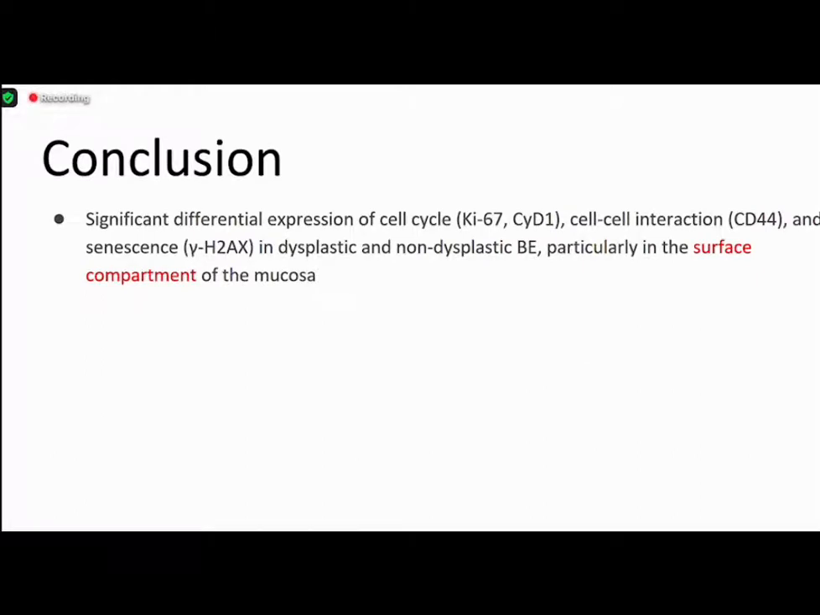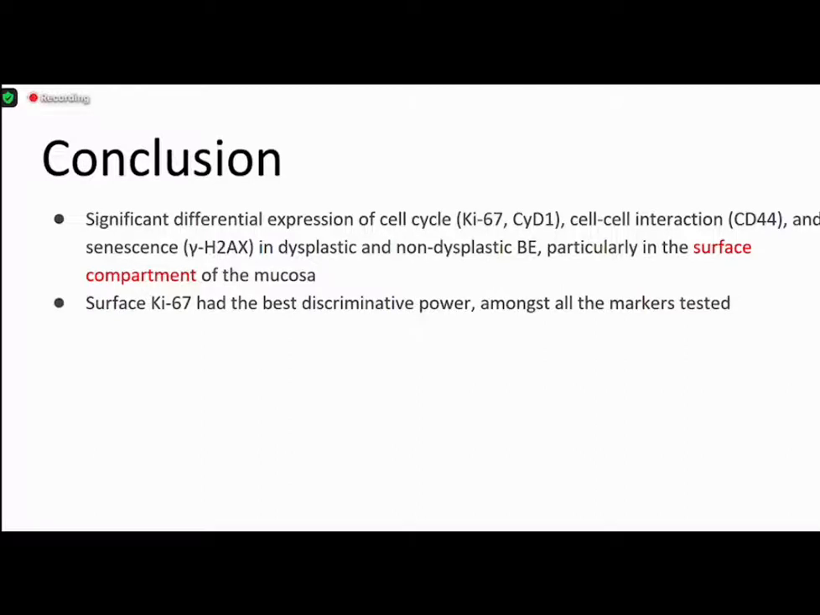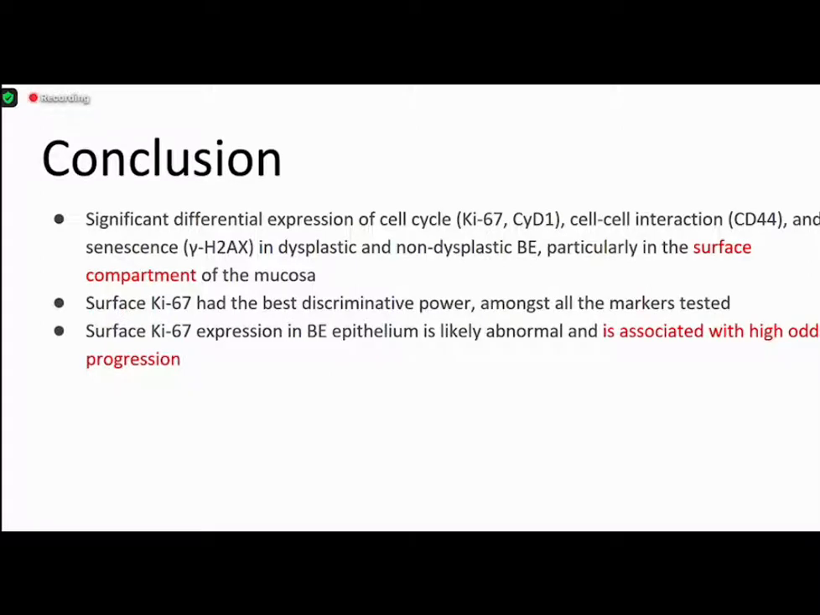So the main conclusions that we can draw from our talk are that significant differential expression of cell cycle, cell-to-cell interaction, and senescence markers were seen in our study in dysplastic and non-dysplastic Barrett's esophagus, particularly in the surface compartment of the mucosa. Surface Ki67 was the marker that showed best discriminative power amongst all the markers tested for differentiating dysplasia from non-dysplastic Barrett's esophagus. Surface Ki67 expression in Barrett's epithelium is likely abnormal, and it is associated with high odds of progression.